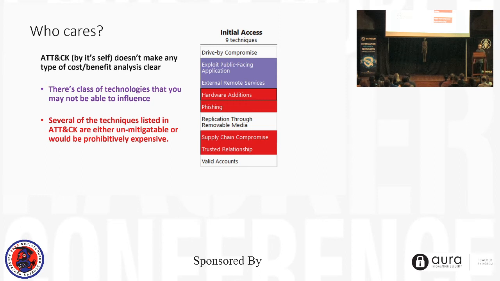ATT&CK by itself doesn't make this kind of cost-benefit analysis clear. There's whole classes of technologies that we're unlikely to be able to influence, right? Public-facing applications or external resources, you're not going to be able to control. Several of the techniques listed in ATT&CK are either unmitigatable or they'd be prohibitively expensive, right? Supply chain compromises are a classic example of this.